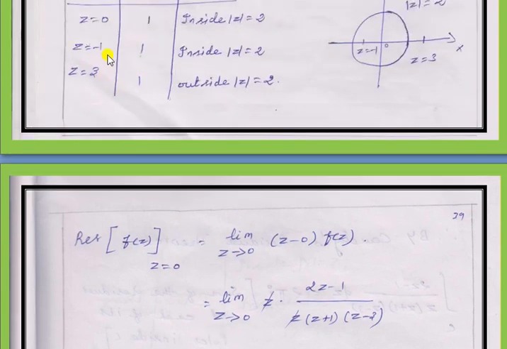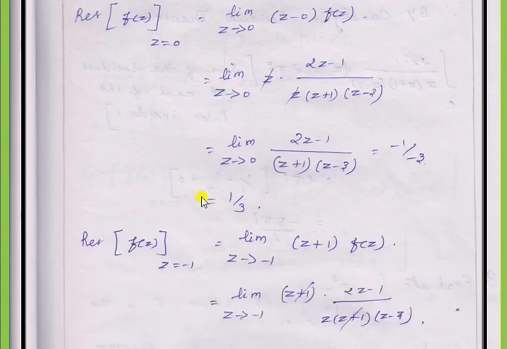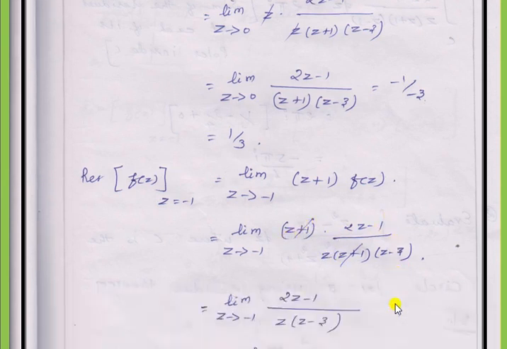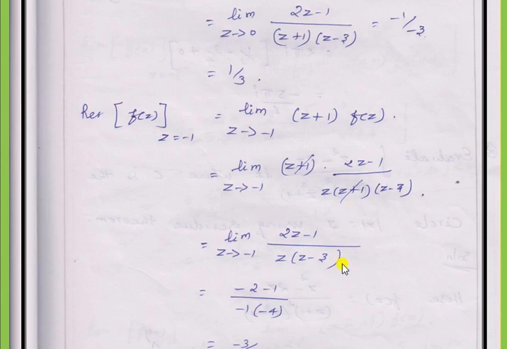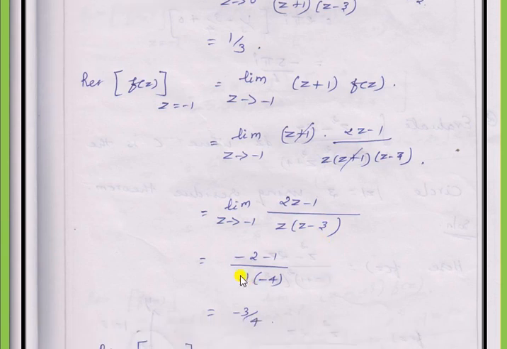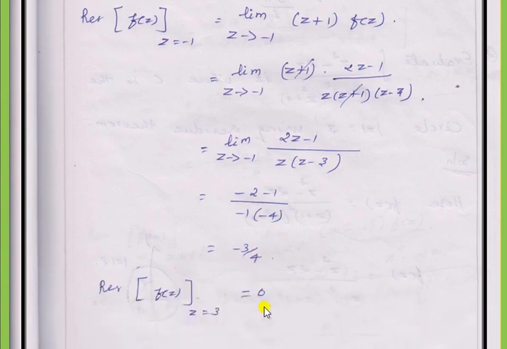Let us move on to z equal to minus 1. Here also the order is 1. So the residue of f of z at z equal to minus 1 is the limit as z tends to minus 1 of (z minus of minus 1), that is (z plus 1), into f of z. Here the z plus 1 gets cancelled. I substitute z equal to minus 1 into the remaining terms. In the numerator, 2 into minus 1 minus 1 is minus 3. In the denominator, minus 1 into (minus 1 minus 3), which is minus 4, so minus 1 into minus 4 is 4. Altogether, the residue of f of z at the point z equal to minus 1 is minus 3 by 4.